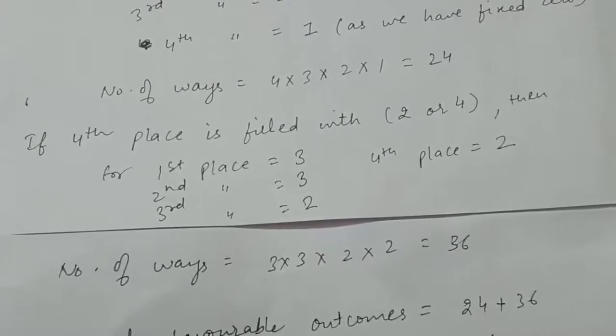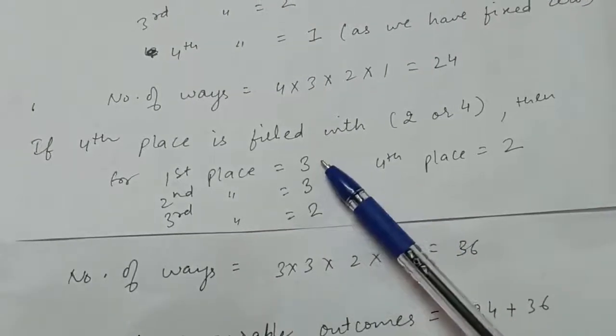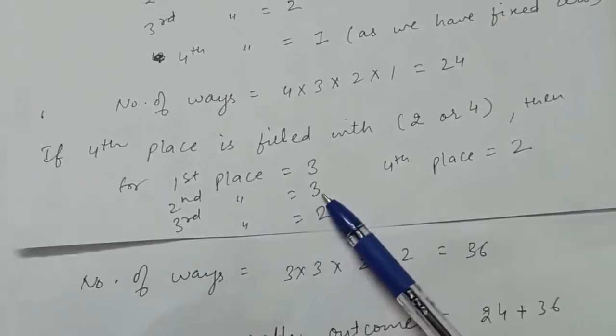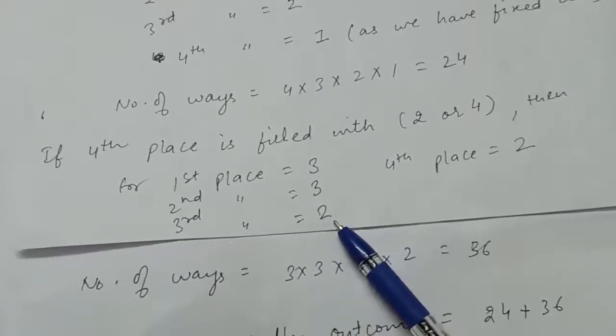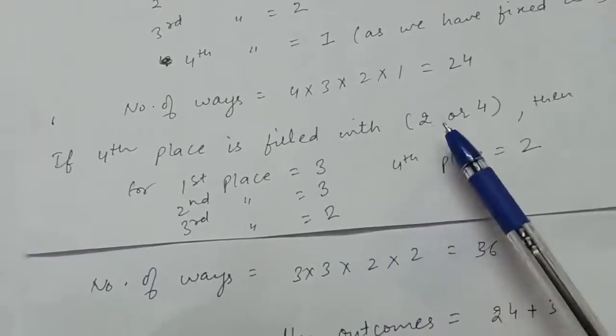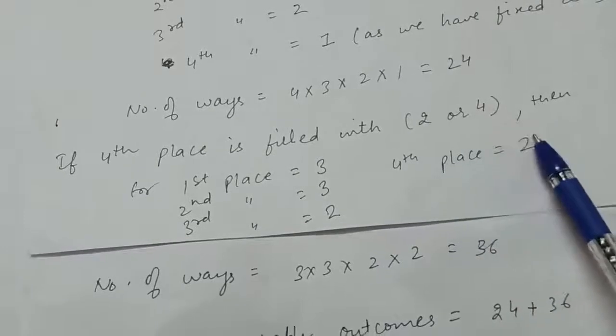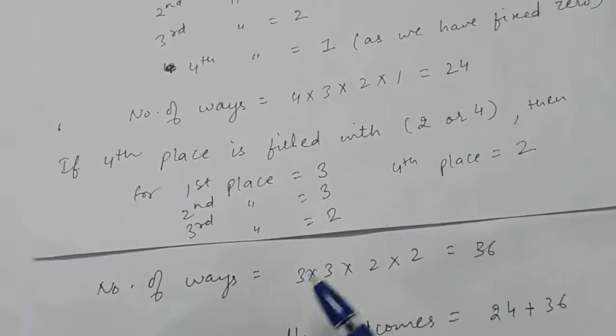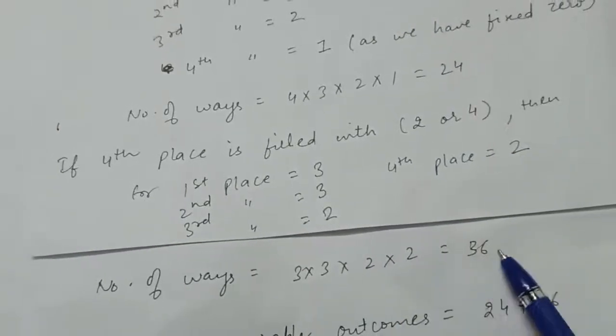Now if the fourth place is filled with either 2 or 4, then I have already told you for the first place we will have 3 options, for the second place 3 options, for the third place 2 options, and fourth place either 2 or 4, so 2 options. So the number of ways will be 36.